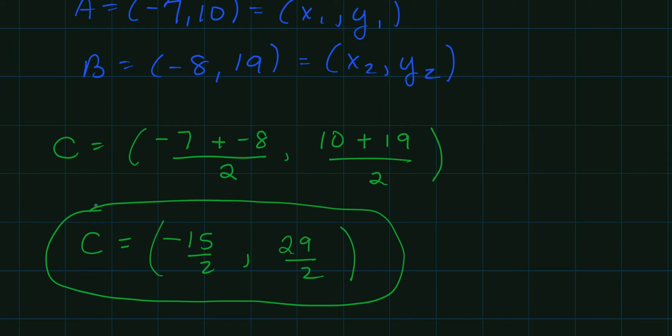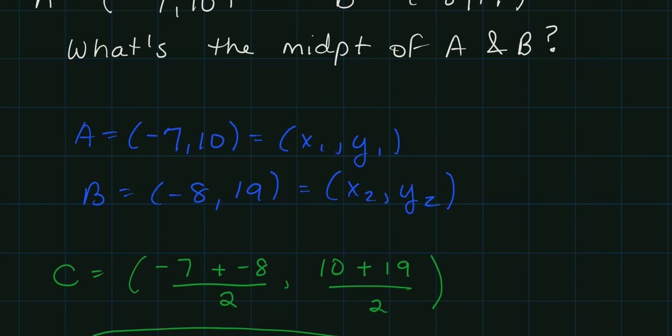But 15 divided by 2 is 7.5. I've got this negative here, so this is -7.5. And 29 divided by 2 is 14.5. So either one of these will work. And if you want, you can plot this and see if it looks correct to you. But this is the midpoint of these 2 points, A and B.